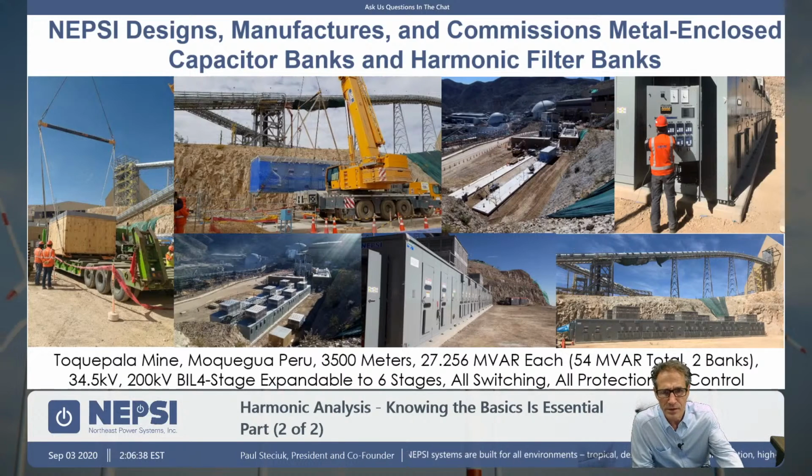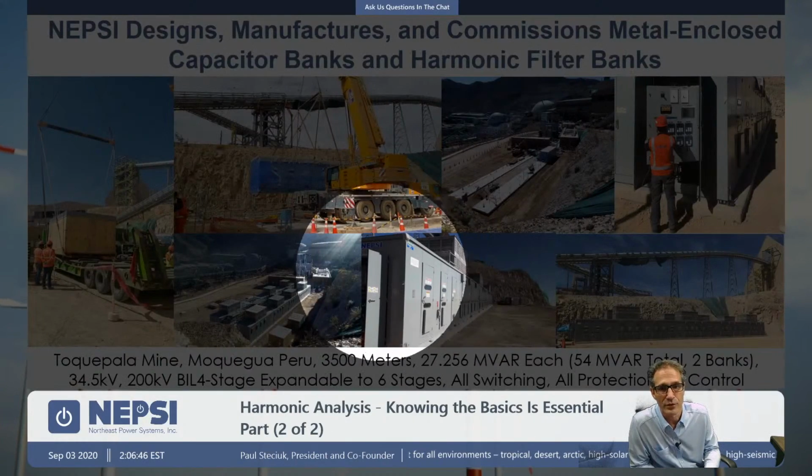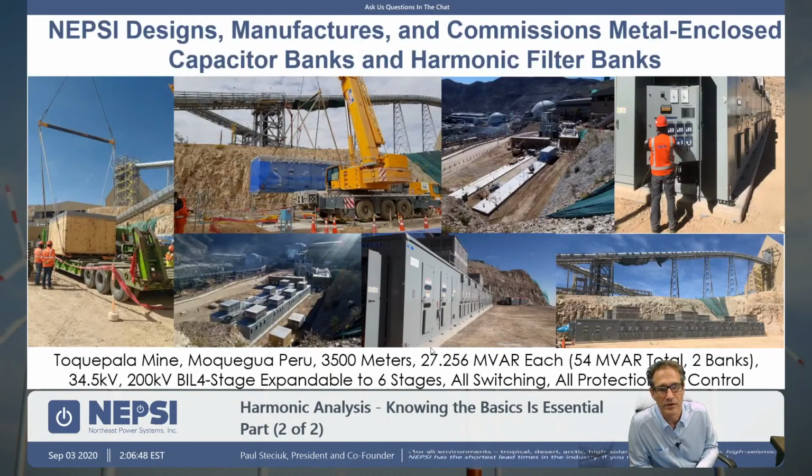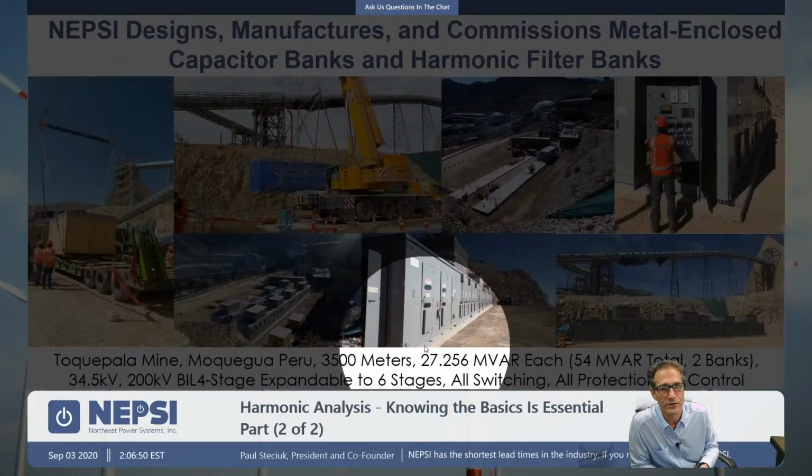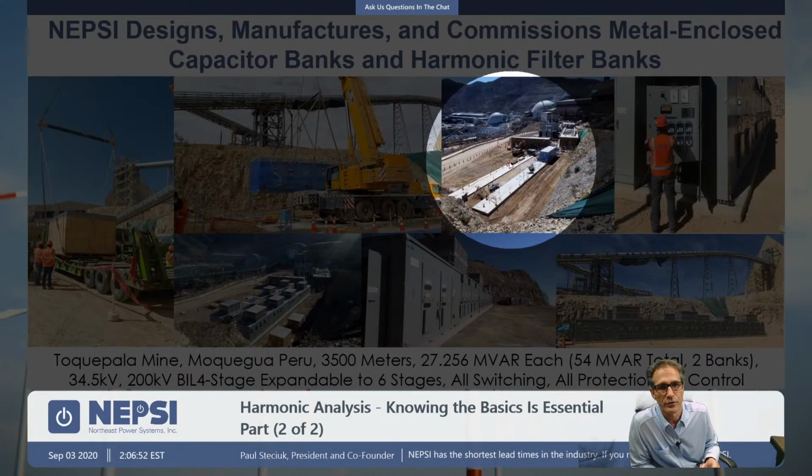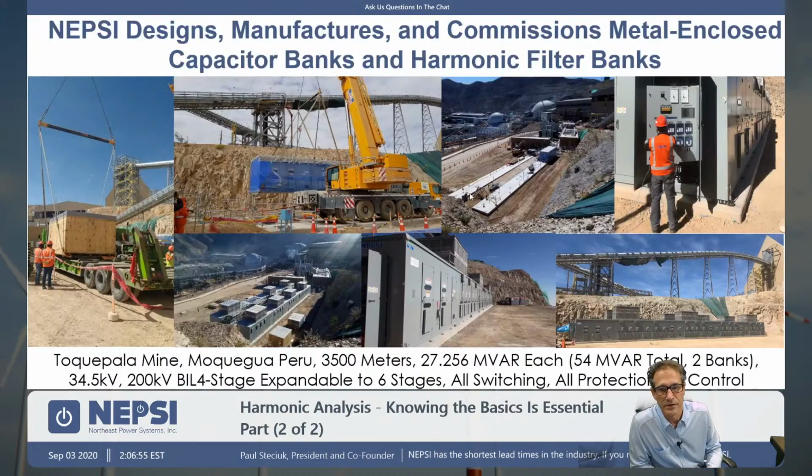So this particular project here, it's a 34.5 kV, 200 kV BIL, 27 megavar harmonic filter system. And there are 2 such filter systems located here that were put on concrete pads. This is a complex harmonic filter system, common for the mine projects that NEPSI gets involved with. They're multi-tuned, consisting of C high pass and high pass type harmonic filters.